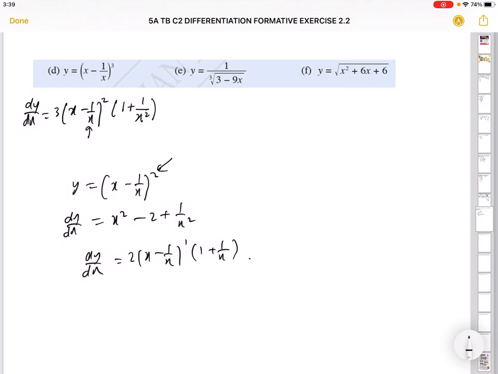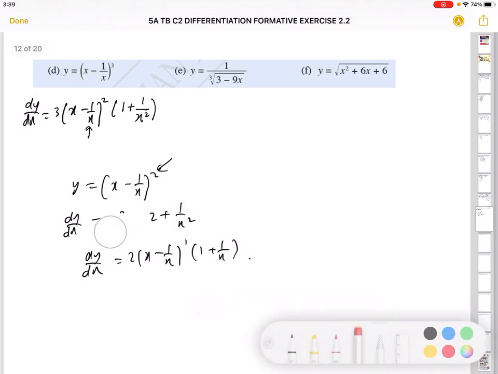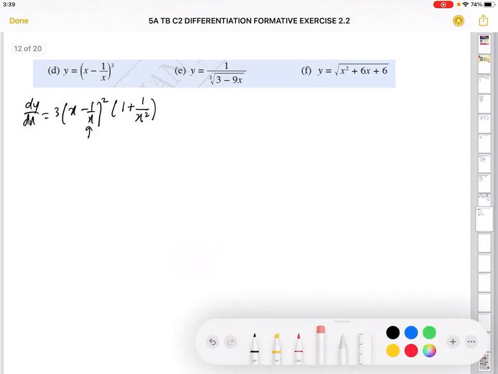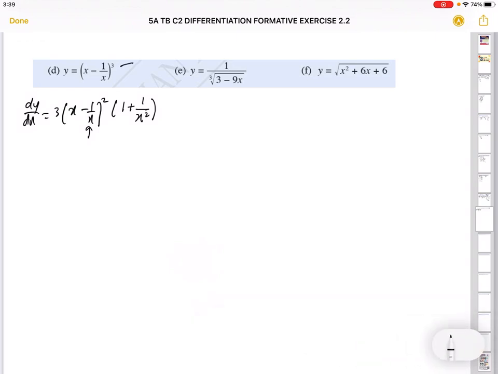And when you simplify this, you are getting the same thing as well. But again, the choice is yours. It's up to you whether you want to use expanding or the composite function. But in this case, I cannot expand because this is power 3. You haven't learned how to use binomial expansion yet, not in the SPM syllabus. So we'll just have to leave it in this form.